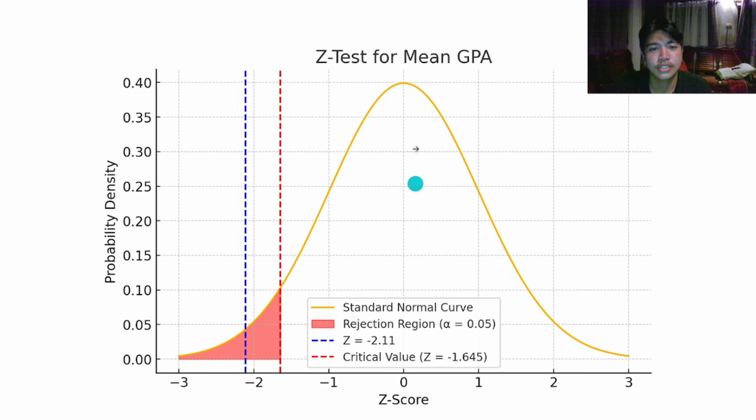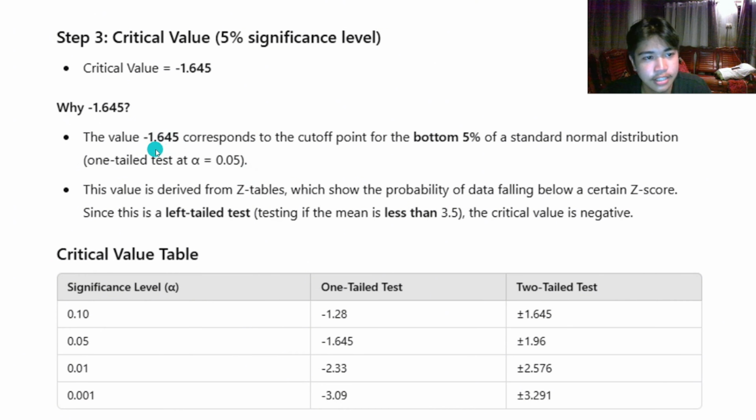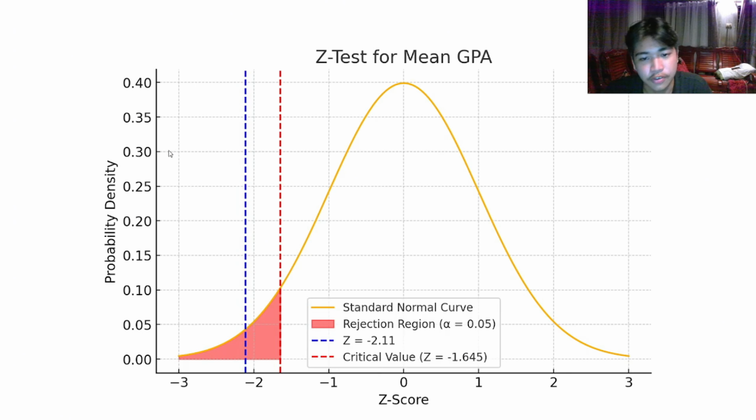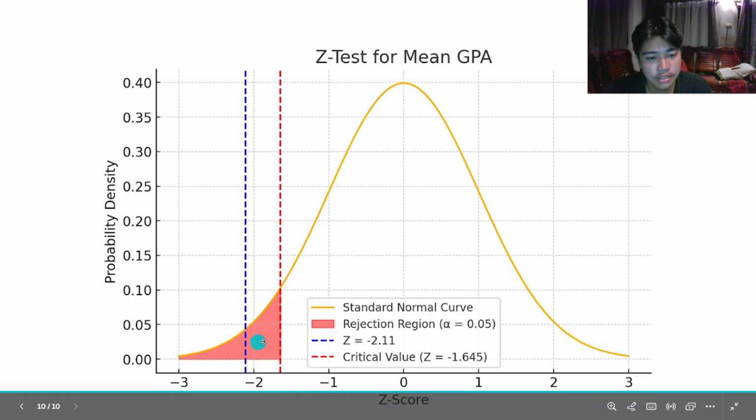And here is the graph of the result from our formula. Here is the standard normal curve, and then the rejection region. The alpha is equal to 0.05, less than negative 1.645. Here is the alpha rejection region, and your z-score, negative 2.11, is here. So as you can see, it belongs to the rejection region.